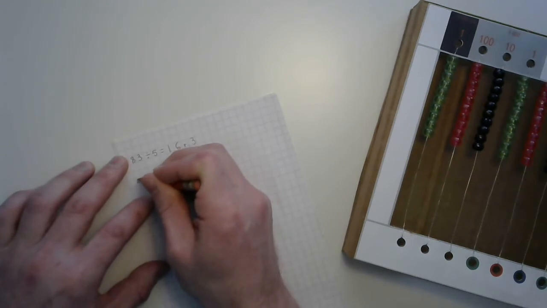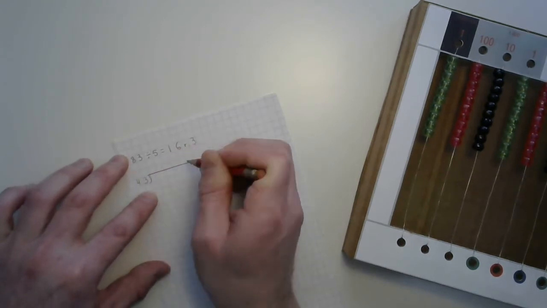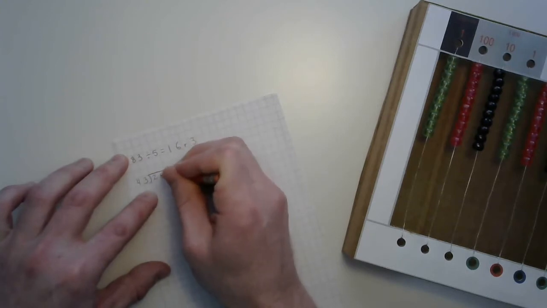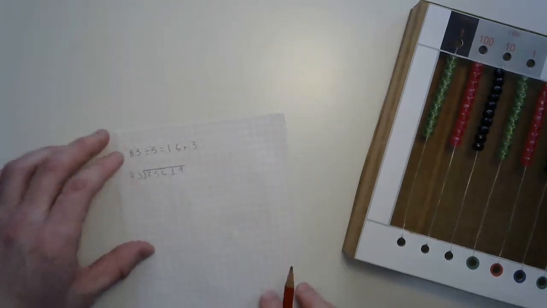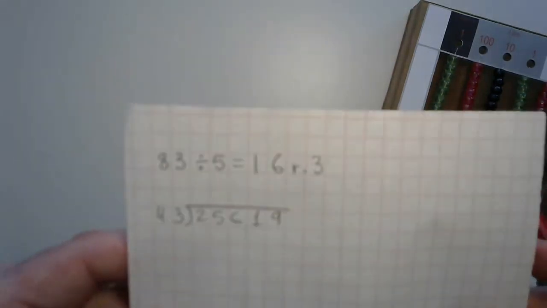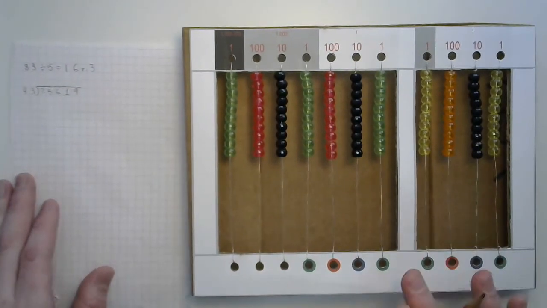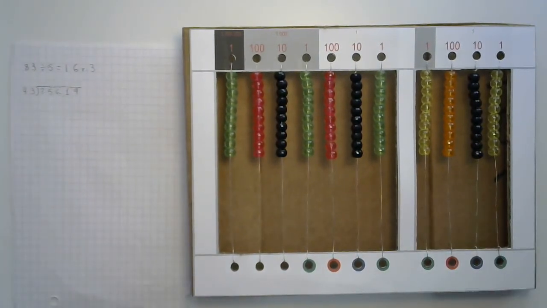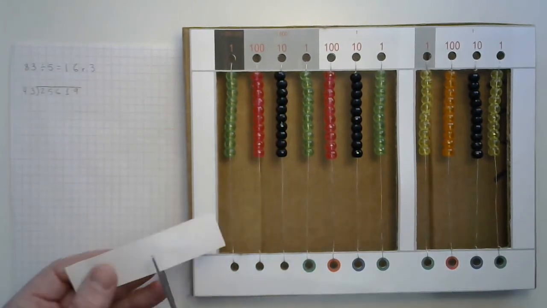Let's use a divisor of 43, and let's use a 5-digit dividend of 25,619. Pretty awesome, right? Let's see if this thing can do it. Bring that back on over here. There's our problem. Okay, and I've got to write the divisor on a strip of paper, and I'm actually going to cut this one down too.